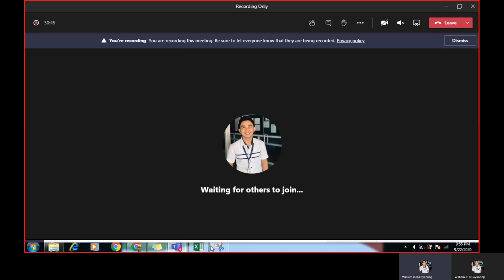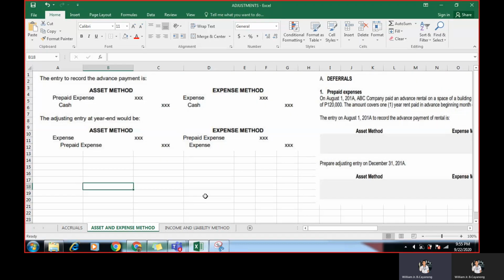So good day. We are now on the topic adjustments. So we'll begin with the asset and expense method. Now, these prepaid expenses and deferred expenses are expenses that are paid in advance. Since the benefits will be received in the future, they are recorded as assets.